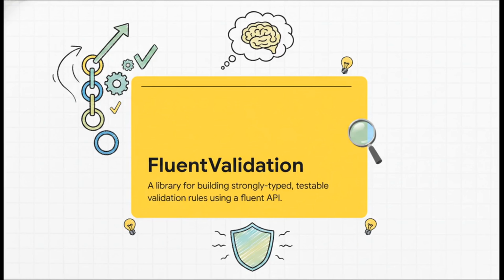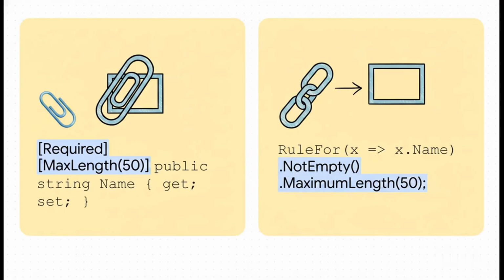And the other huge part is that it's strongly typed. That's a big deal. It means you're not using magic strings for your property names. You're using real code. So if you ever rename a property, your code won't even compile. It catches the bug for you right away. That's a lifesaver.